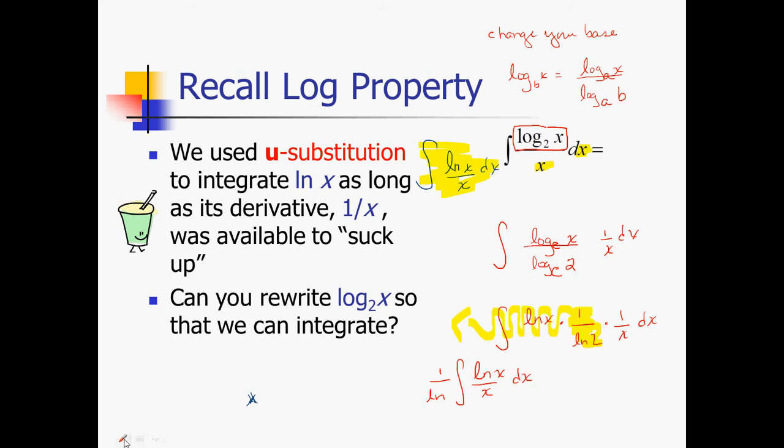Remember with the warm-up, we made ln x to the first. We called that u. This is du. So we have 1 over ln 2 times ln x squared over 2. Of course, this 2 can come in front, so this could actually be 1 over 2 ln 2, which remember they might write as ln 4. And then put this ln x squared on the top.